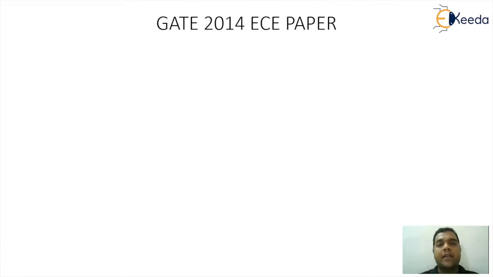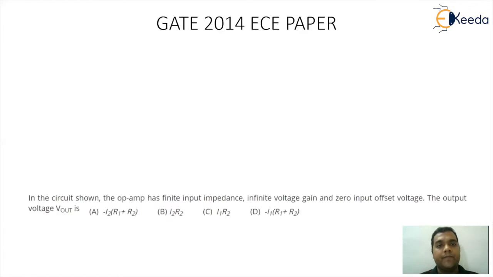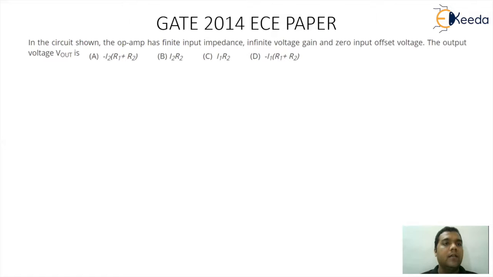So this question is from the GATE 2014 EC paper. The question is, in the circuitry shown, the op-amp has finite input impedance, infinite voltage gain, and zero input offset voltage. The output voltage Vout is option A, minus of I2 into R1 plus R2, option B, I2 R2, option C, I1 R2, and option D, minus of I1 into R1 plus R2.